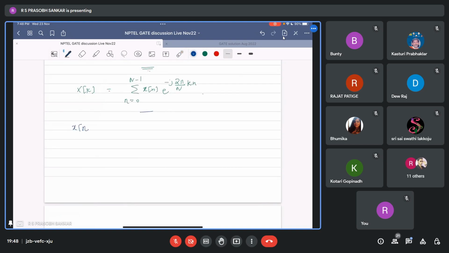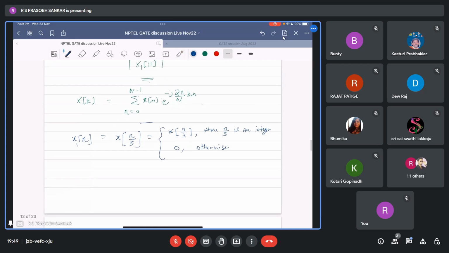So we can write x1 of n to be x of n by 3, which I define like that. This is same as x of n by 3, where 3 is an integer, 0 otherwise. This might look a bit weird, but let us call x1 of n to be x of n by 3, where wherever this n by 3 is an integer, then the value of this x1 of n will be same as the signal at n by 3, and 0 otherwise.